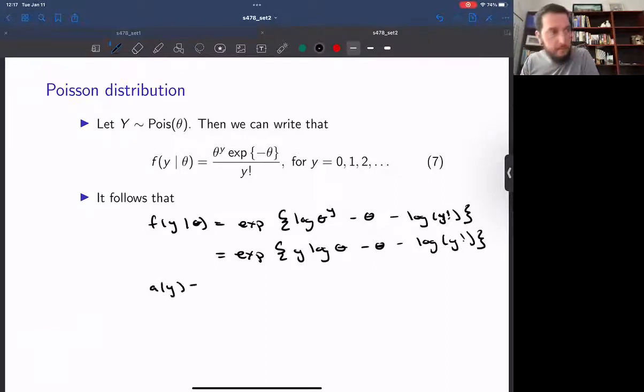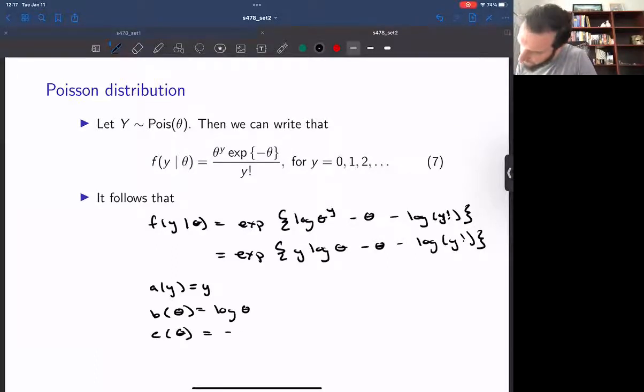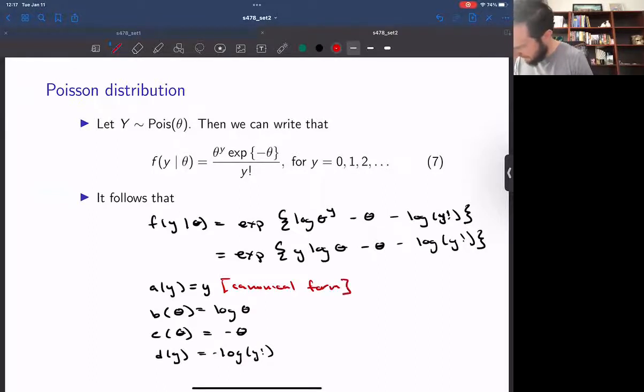So in that case, we have a of y is equal to y. So again, canonical form. b of theta is equal to log theta. And then c of theta is equal to negative theta. And then we would have d of y is equal to negative log y factorial. Any questions?